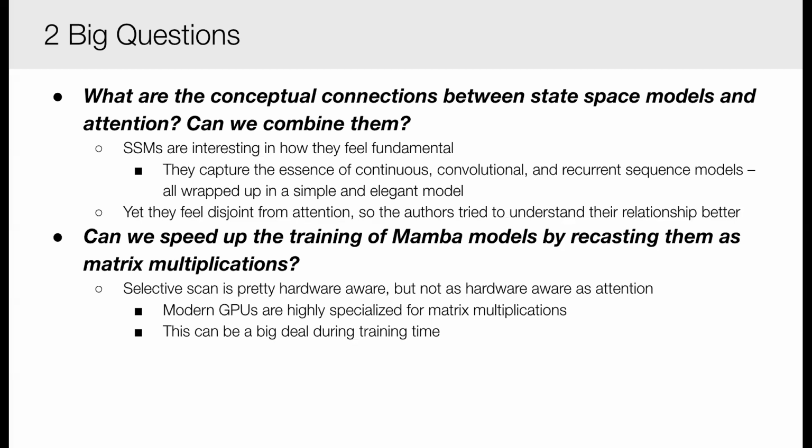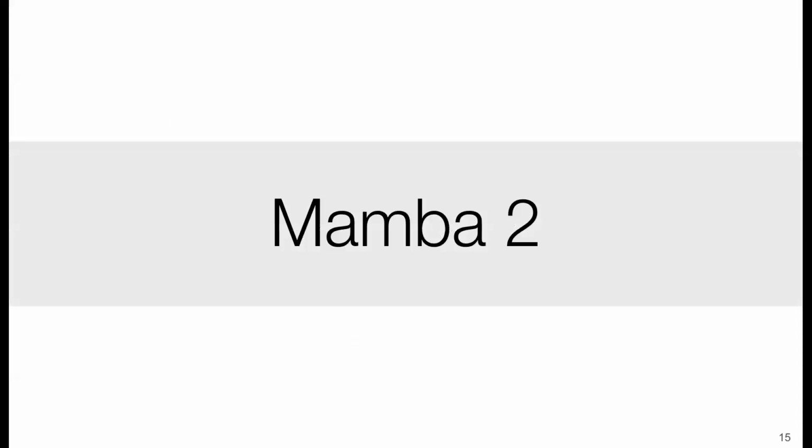The second question is, can we speed up the training of Mamba models by recasting them as matrix multiplications? While we do have parallel scans, and they're fast, they're not as fast as matrix multiplications right now. Modern GPUs are highly specialized for matrix multiplications, and parallel scans are less effective than just treating them as matrix multiplications. So what Mamba 2 does is answer these two questions. That introduces us to Mamba 2.